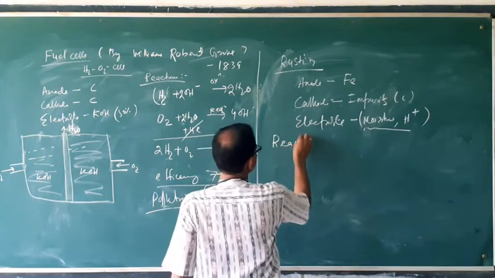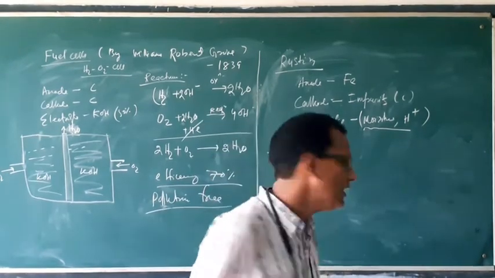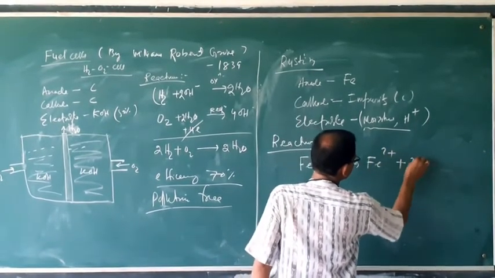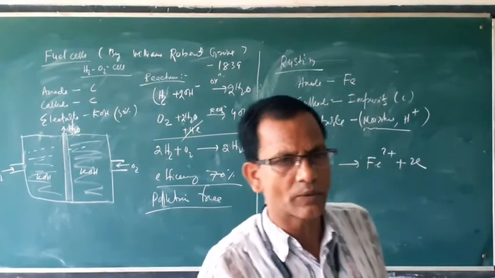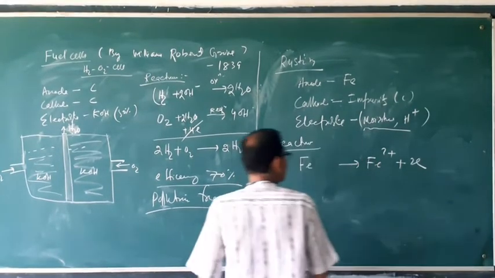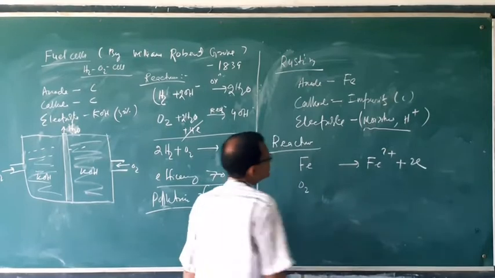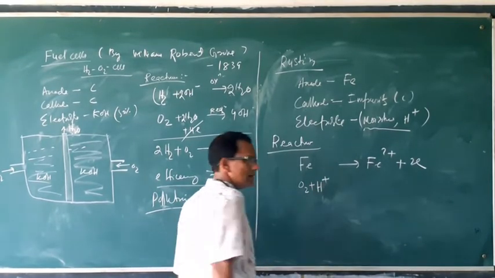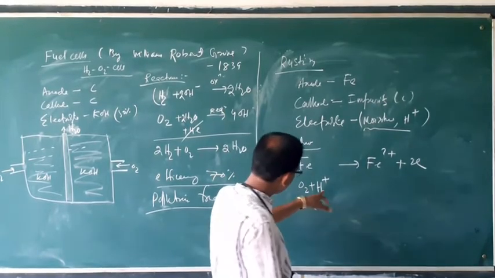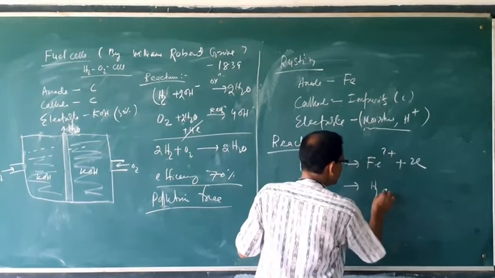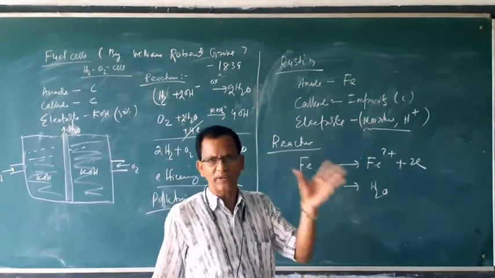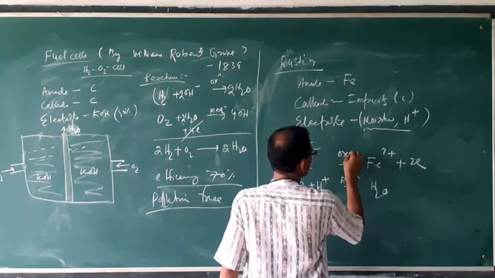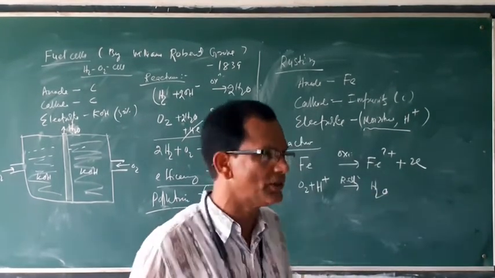What is the reaction on the surface of iron? How does iron get rusted? First, iron gets oxidized to iron ion. The tendency of iron to lose electrons is high, so iron is easily oxidized. Then oxygen in the atmosphere, which is necessary, in the presence of acid, that is H plus ions, gets reduced to water. This is a very important reaction. This is reduction and this is oxidation. You have to remember which is oxidation and which is reduction.